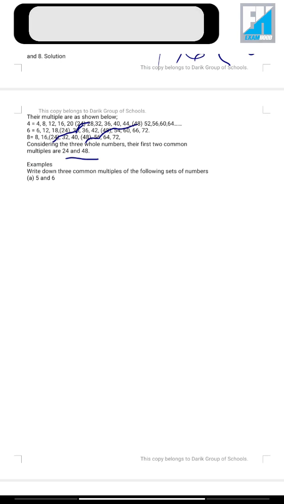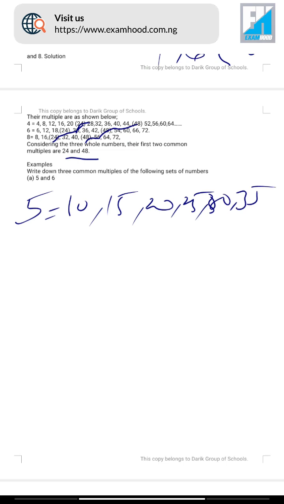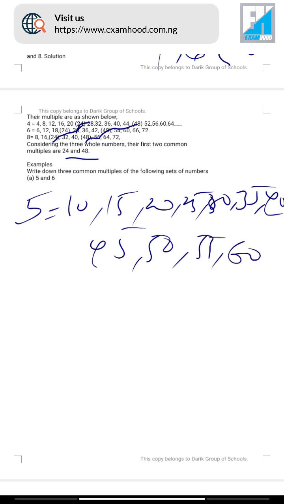Now the next one is: write down the 3 common multiples of the following set of numbers, 5 and 6. If you are being asked to write for 5 and 6, first of all write for 5. We have 10, 15, 20, 25, 30, 35, 40, 45, 50, 55, 60, and so on like that.